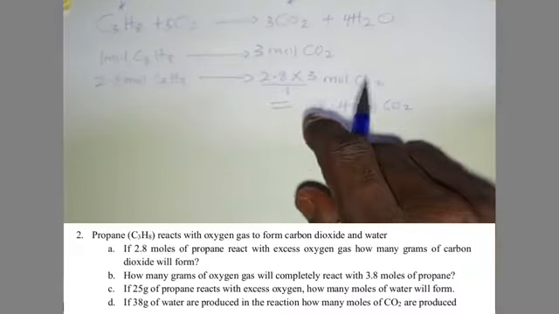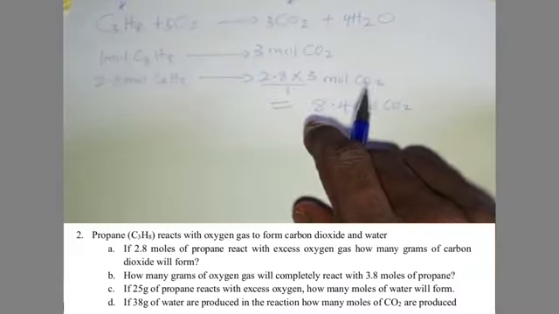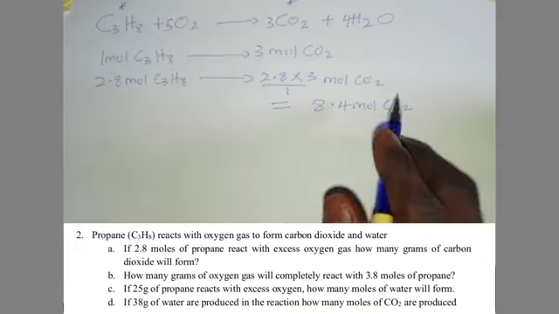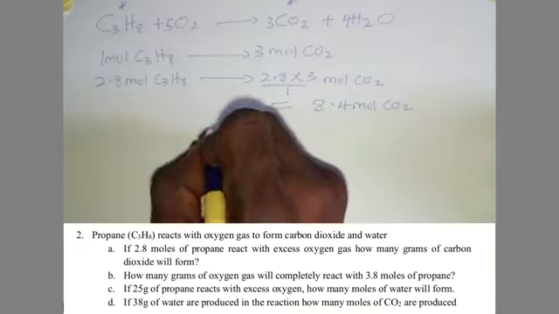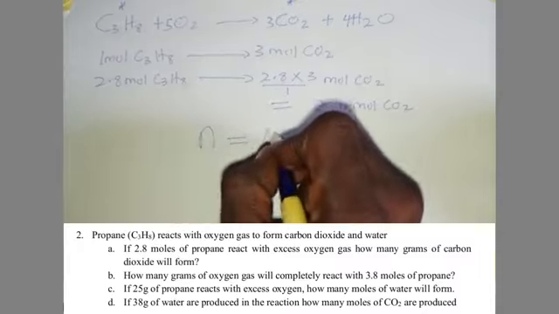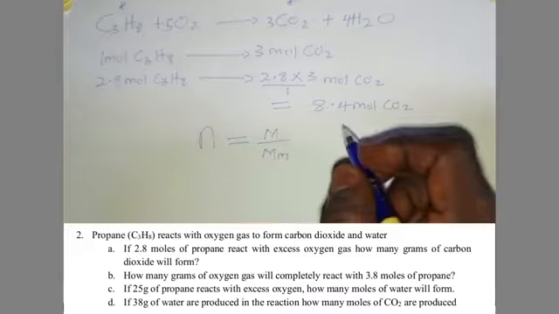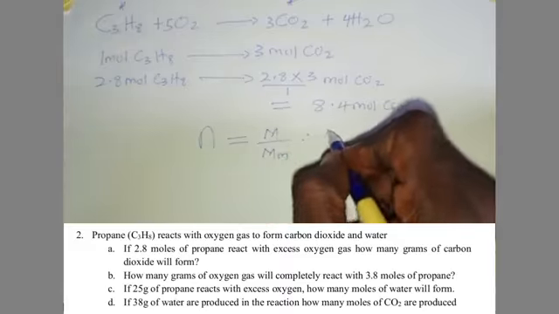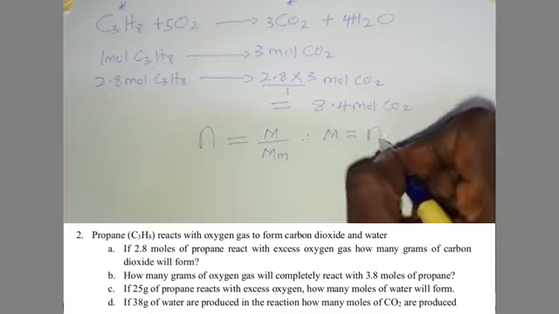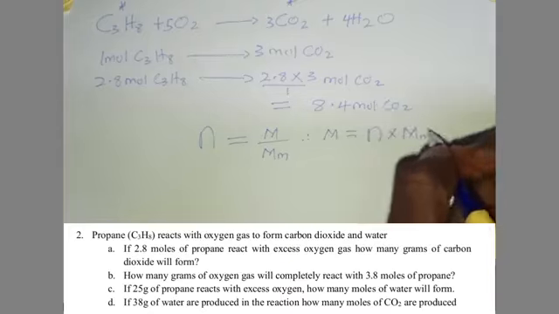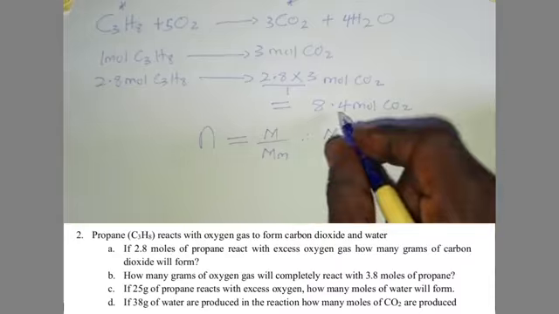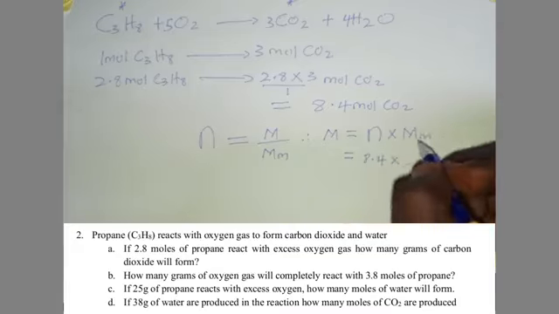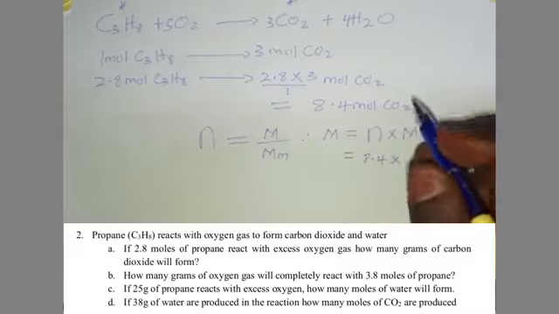Remember, the question is asking us how many grams of carbon 4 oxide will form. So we have to convert the moles back to grams, using the formula, number of moles is equal to mass over molar mass. Now we are looking for the mass, so we're going to cross multiply. Therefore, mass is going to be equal to number of moles times the molar mass. The number of moles is given as 8.4 from our calculation, and I'm multiplying by the molar mass of carbon 4 oxide, which is 44.